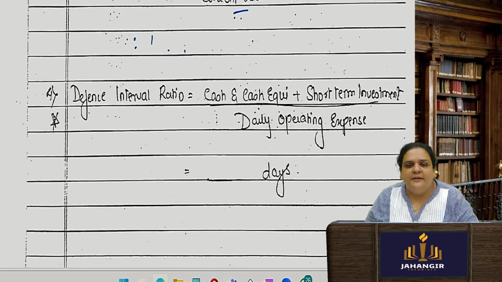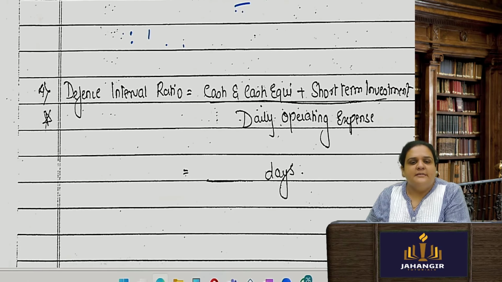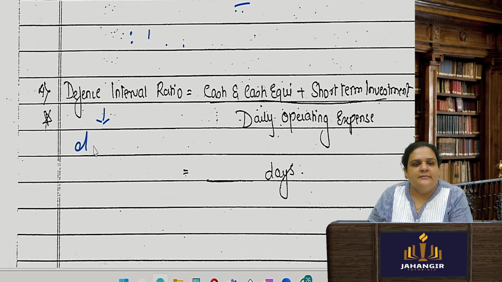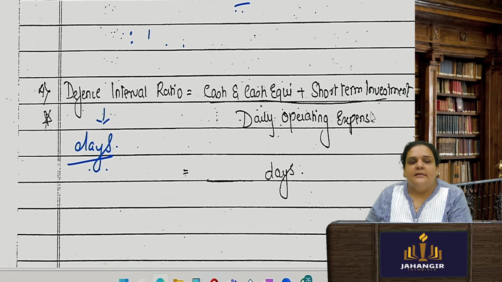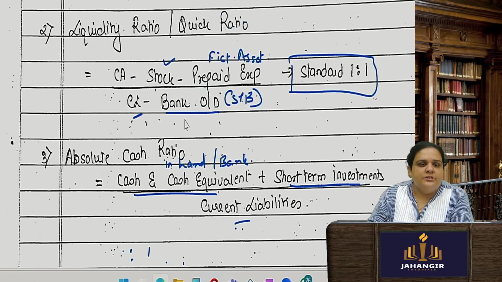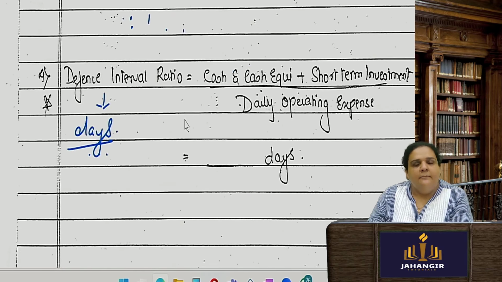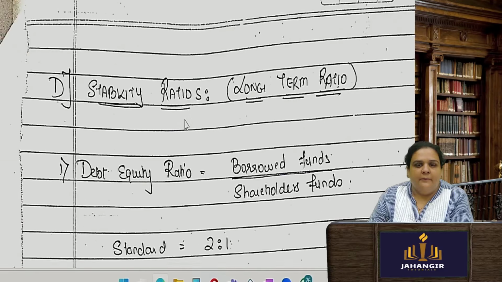And then there is the defense interval ratio. Defense interval ratio is always in days. It means in how many days you are able to pay your daily operating expenses. So you have your cash and bank balance plus your short-term investments. This is the amount of cash you actually have, upon your daily operating expenses. That will be your defense interval ratio. Now these ratios, they don't generally ask, very rare, but I am explaining and keeping it to, okay.